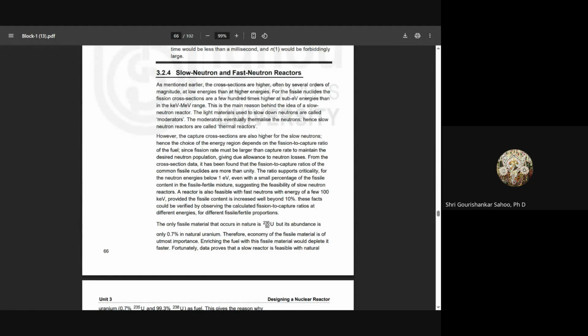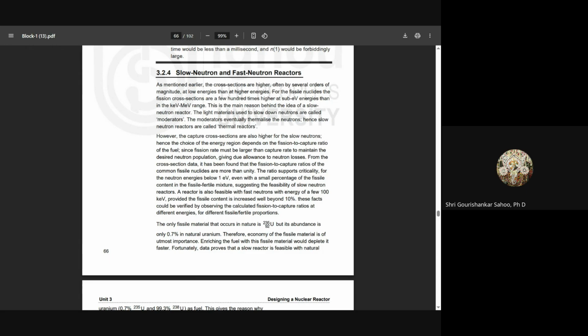This is the main reason behind the idea of the slow neutron reactor. The light materials used to slow down neutrons are called moderators. The moderators eventually thermalize the neutron, hence slow neutron reactors are called thermal reactors. However, the capture cross sections are also higher for the slow neutrons, and the choice of energy region depends on the fission to capture ratio of the fuel.